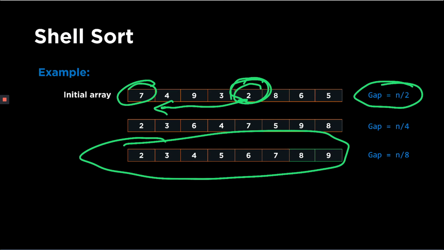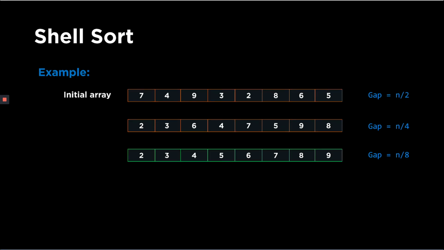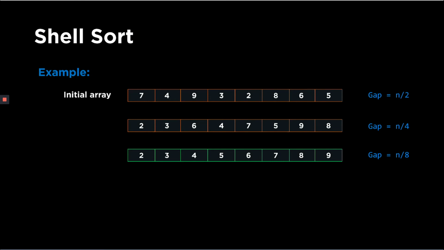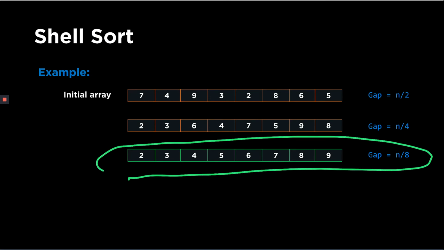Most of the analysis for this algorithm has been done experimentally rather than mathematically. So we cannot make claims on what the best or worst case time complexity is. It is more experimental rather than theoretical. At the end of our algorithm, we'll have this array sorted after our gap reaches 1.